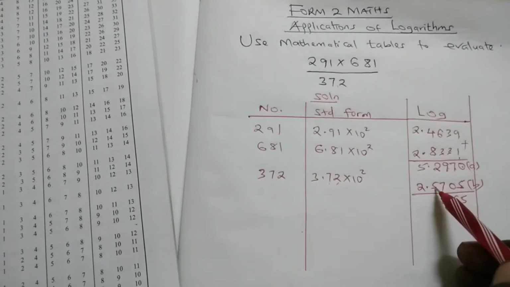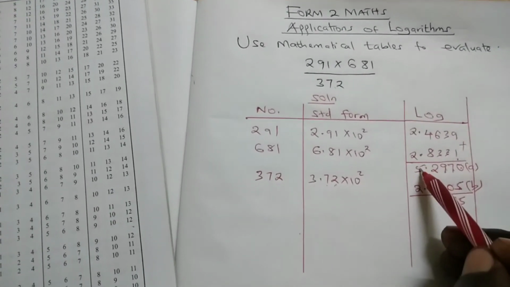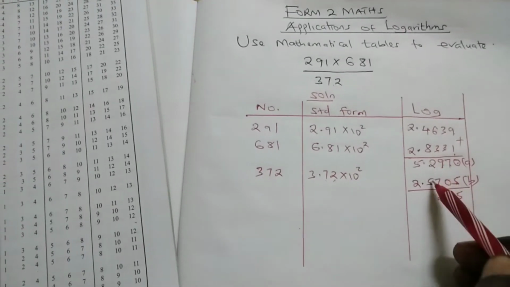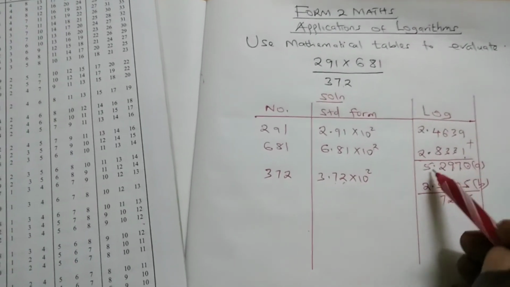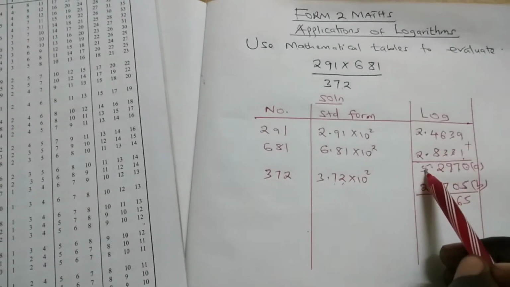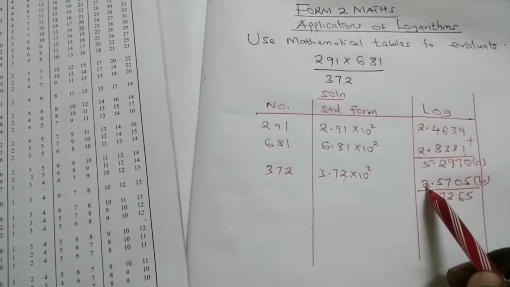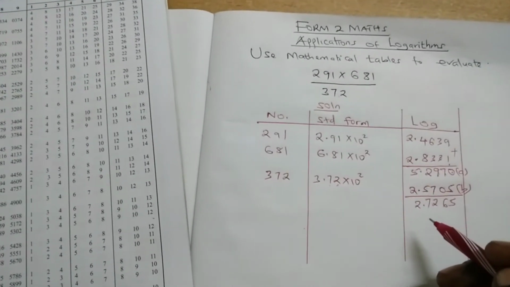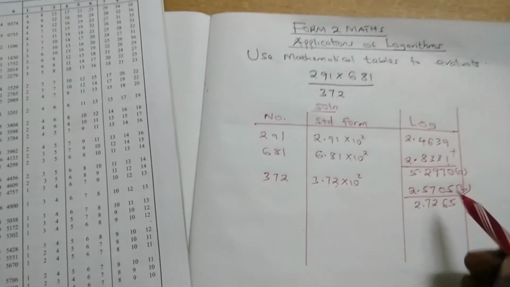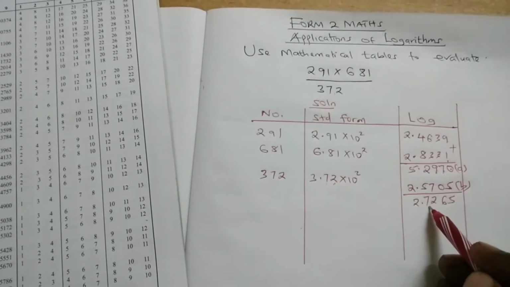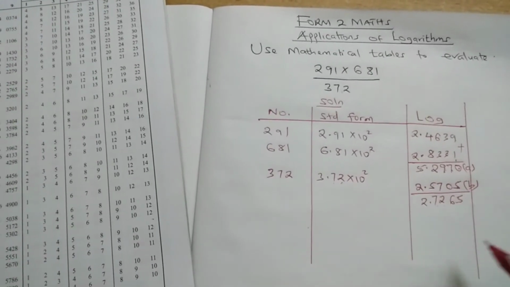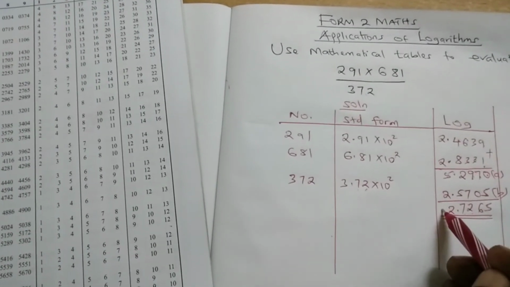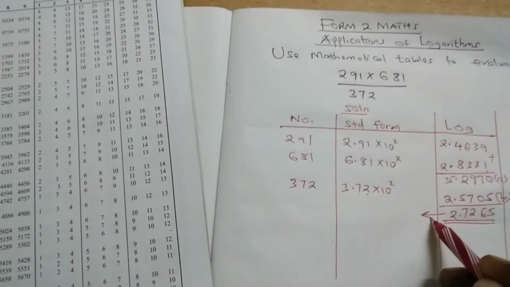Then we have 2 minus 5. Of course, it's impossible. We borrow 1 from here, we put it here, it becomes 12. 12 minus 5, you get 7. Then of course we remained with 4 here. 4 minus 2, we are going to have 2. So when you subtract the numerators and the denominator, we are going to have 2.7265. After we have gotten this value here, we are supposed to read the antilog of this number.